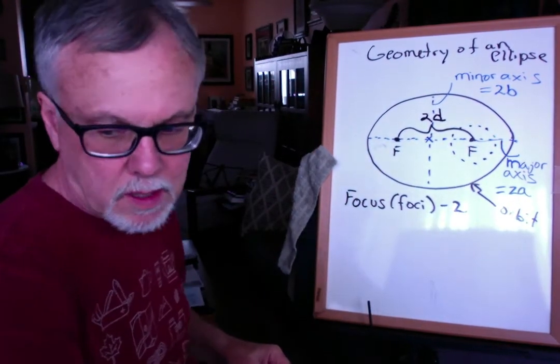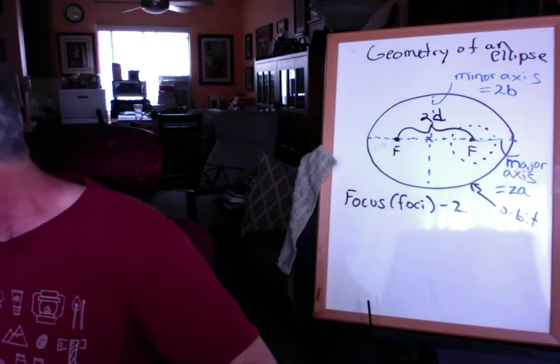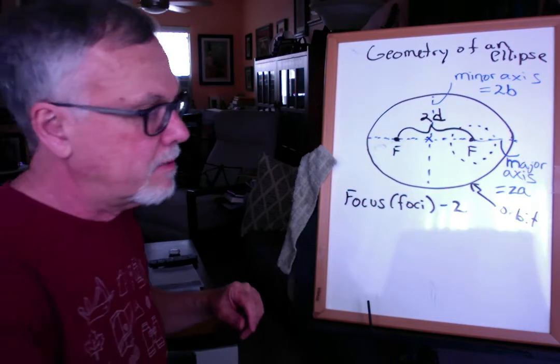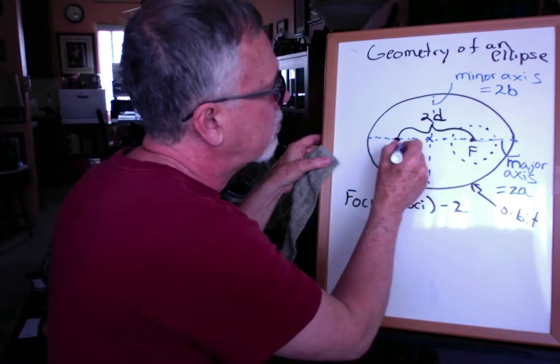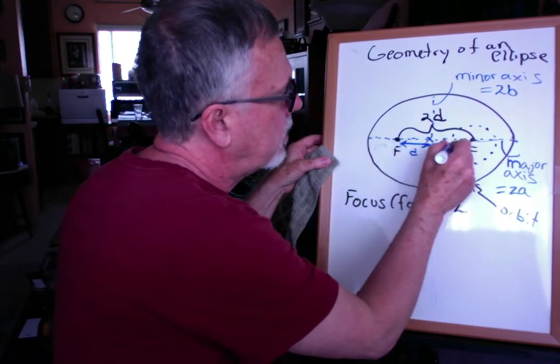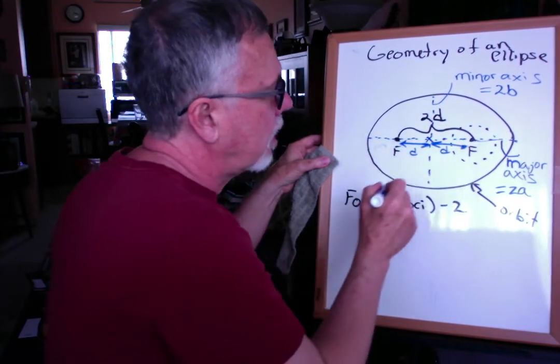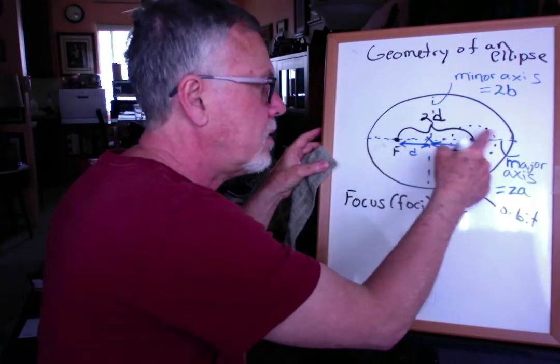Now, I don't think I have another colored pen here. This is all symmetric. So this length right here should be d, and that length, if I could draw correctly, would be d also. That should be b, and that should be b, and that should be a, and that should be a.